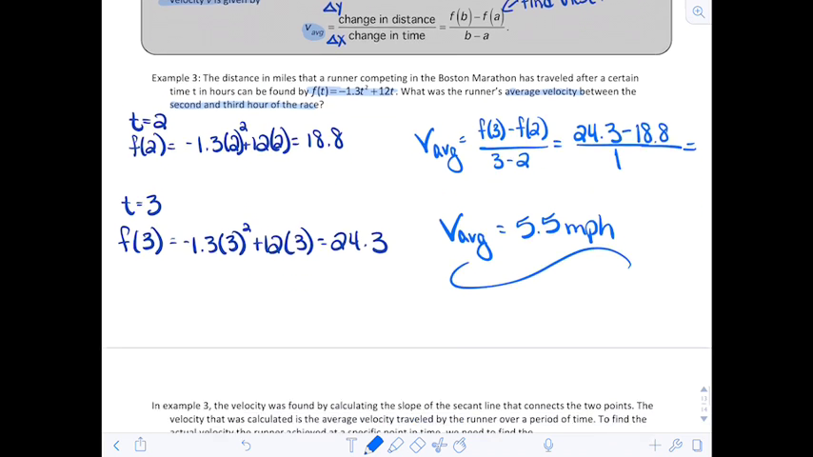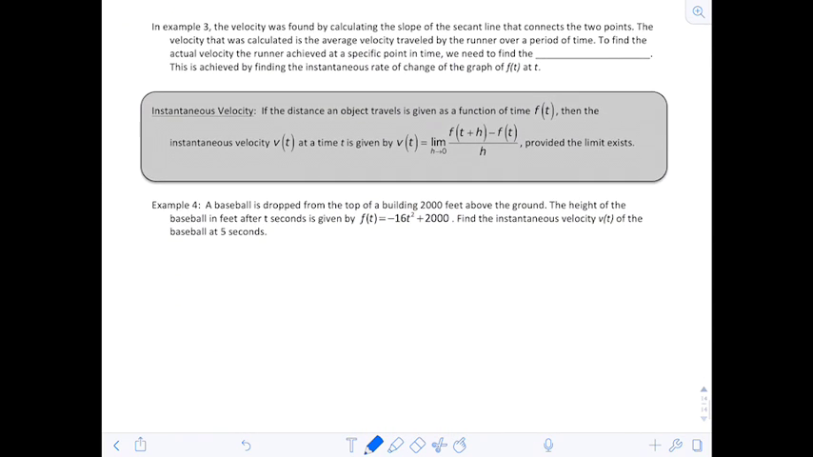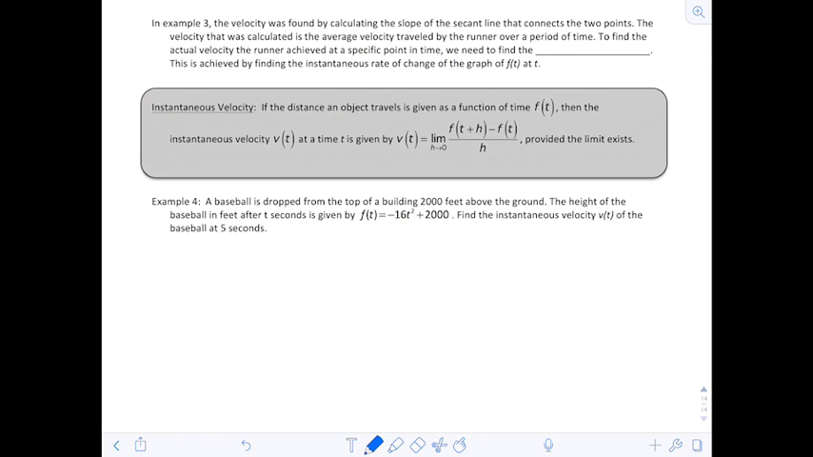Okay, now average velocity is going to turn into instantaneous velocity. So in example 3, we found velocity by calculating the slope of the secant line that would connect the 2 points at time 2 and 3. The velocity that was calculated is the average velocity traveled over a period of time. To find actual velocity at a specific point in time, we are going to find the instantaneous velocity.